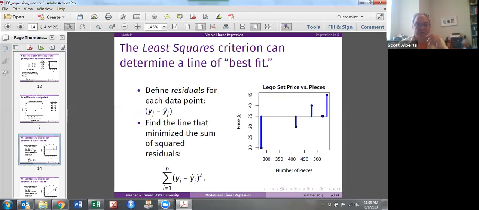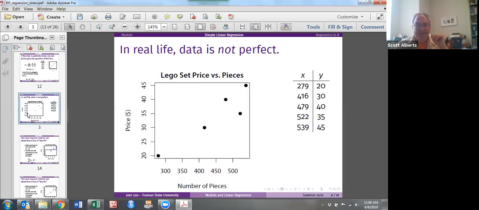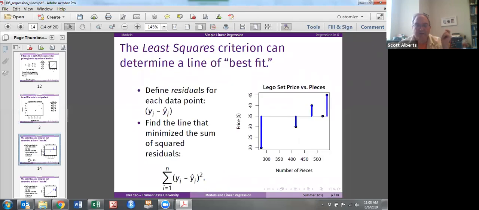So we're going to do what we call the least squares criterion. And the idea is for each line, we're going to look for how wrong it is, and we're going to look for the line that has the minimum least squared residual. So residuals are just subtracting, so we take the actual value versus the value that we predict, square that, and add them all up.